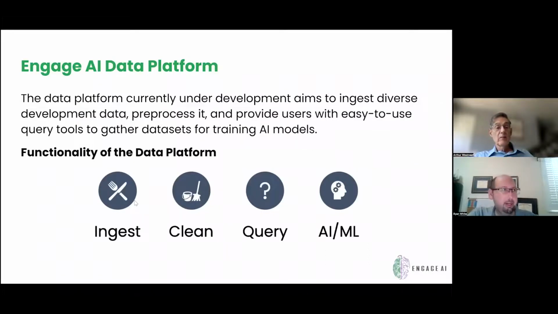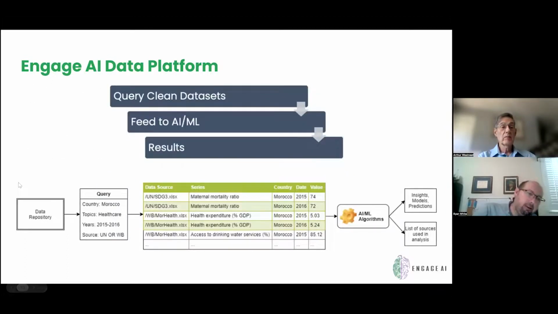And at Engage AI, we're trying to reduce that barrier to cut that down. So we're working on a data platform with Dr. Westneat here, myself, my students, some other folks that are collaborating. What we want to do is be able to ingest this kind of diverse data, clean it up into a form that can be used for AI, and then make a way to query it usefully. So we have a data repository. We just throw all the data in there, clean it up, and we have some query tools we can search.